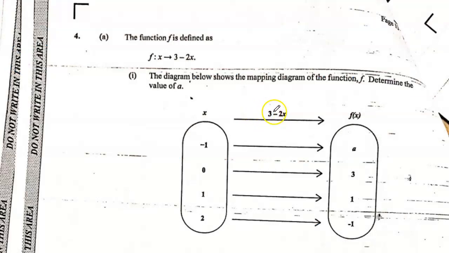Question 4. The function f is defined as f of x is equal to 3 minus 2x. The diagram below shows a mapping of the function. Determine the value of a. So notice these are the x values, these are the corresponding y values or f of x values. So we want the value of a. Notice the value of a occurs when the value of x is minus 1. So to find the value of a, a is actually f of minus 1.